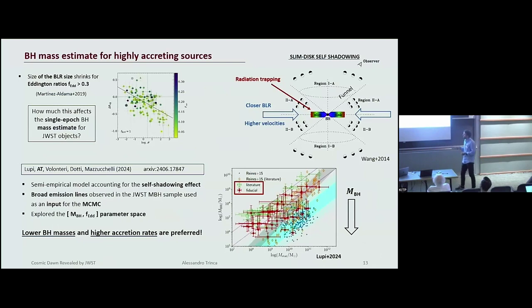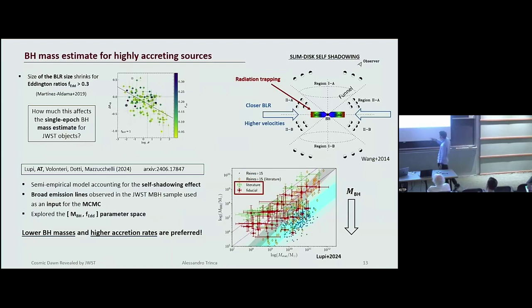We built a simple semi-empirical model taking into account this effect of self-shadowing, and we gave as an input to an MCMC the properties of the broad emission lines observed with JWST for this population of massive black holes, and explored the parameter space in terms of black hole mass and Eddington ratio to understand which are the favored values by the MCMC. And what we find is that lower black hole mass and higher accretion rate are preferred by the model.